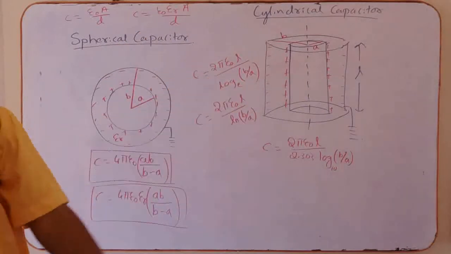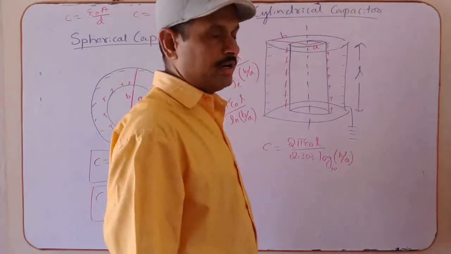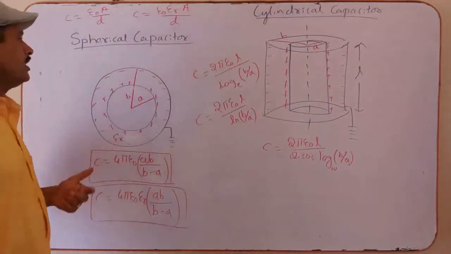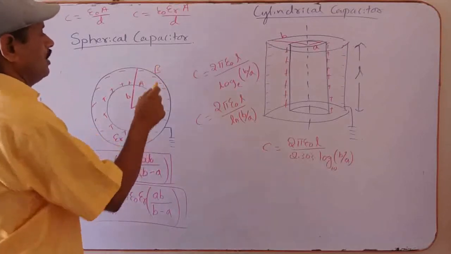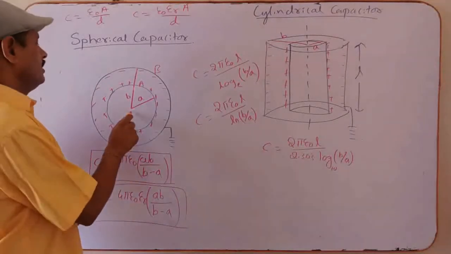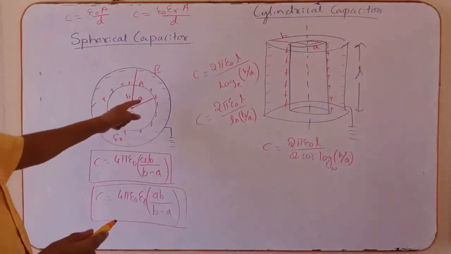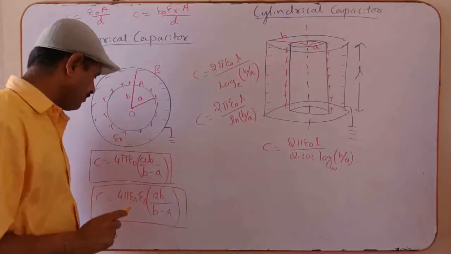And there are two other types of capacitors, one is the spherical capacitor and another is the cylindrical capacitor. Now this is a spherical capacitor. There are two spherical shells. This is A, this is B. Hollow spherical conductors, concentric spherical conductors. The center is common for both. Now the outer shell is connected to the earth.